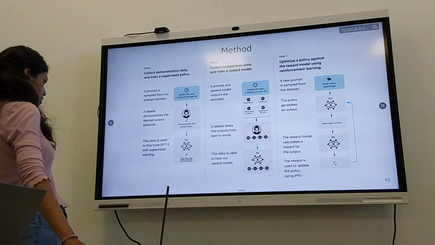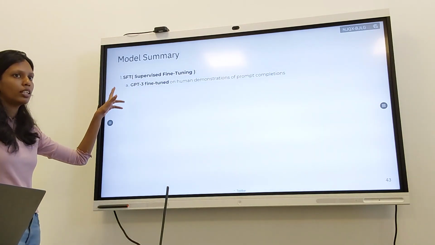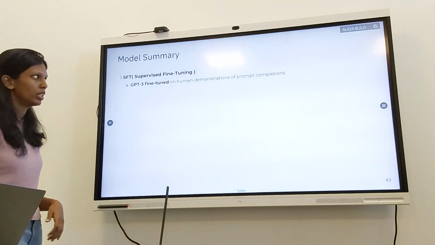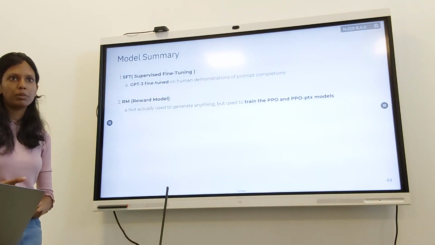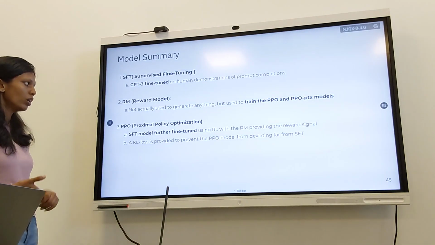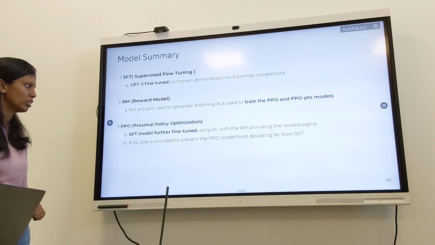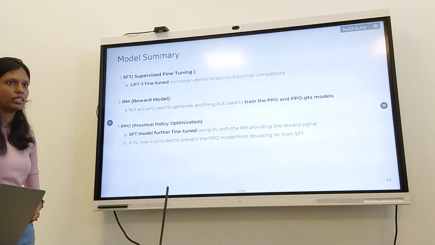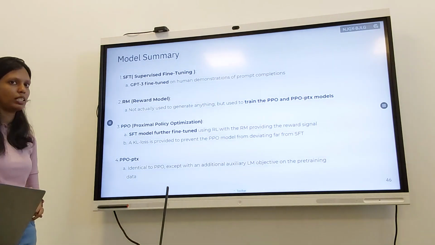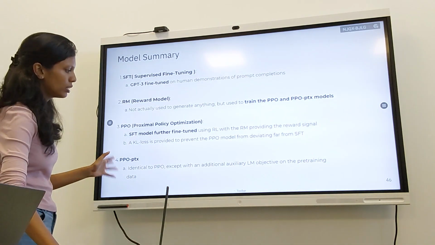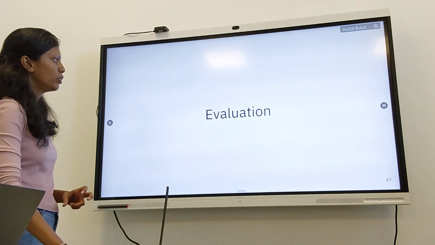So this is the overall method. If I summarize it, first we have the SFT, the GPT-3 fine-tuned on the human demonstrations, and then we have the reward model. This is used to train the PPO and the PPO PTX models. PPO is the technique that is used for reinforcement learning. This is proximal policy optimization. Using this method, we further fine-tune the SFT model that we fine-tuned here. And then we have the PPO PTX, where they mix in the gradients of the pre-trained datasets. So now let's look at the evaluation part.